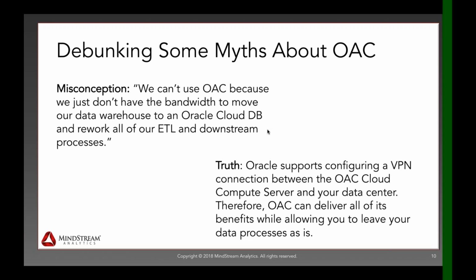The truth is, Oracle supports configuring a VPN to connect your OAC environment to your on-premise data center. And why that's important is you can still have your data in your data warehouse and use OAC to connect to it as a data source, provided that VPN connection is established. That opens up a whole new world of thinking, at least it did for me, for thinking about who can use OAC and what its limitations are.